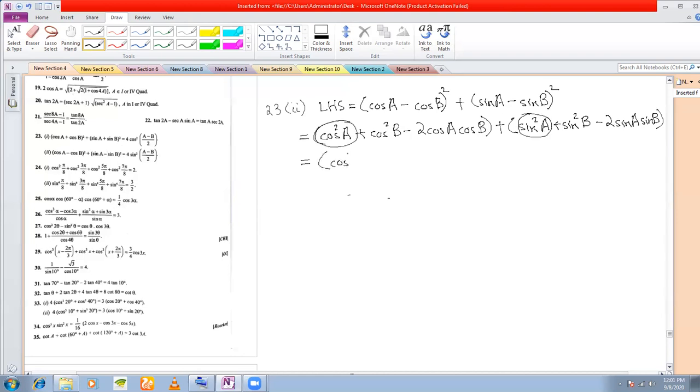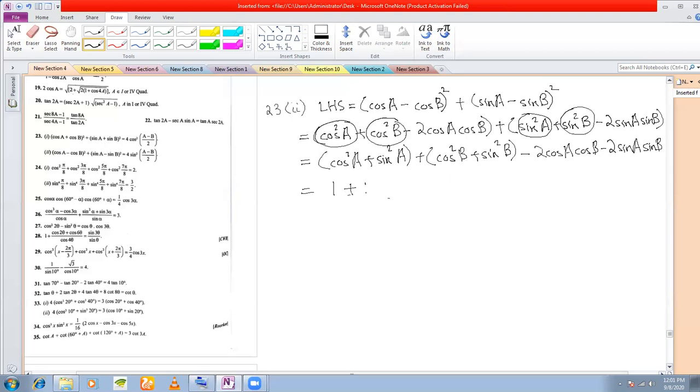So you get cos square A plus sin square A. You take cos square B, sin square B together, cos square B plus sin square B. And these two you keep as it is, minus twice cos A cos B minus twice sin A sin B. So what you get here is cos square A plus sin square A is 1, cos square B plus sin square B is 1, minus, and what you do here is if you take 2 common, you get cos A cos B. And if you introduce brackets also, this sign will change inside the bracket from minus to plus, plus sin A into sin B.